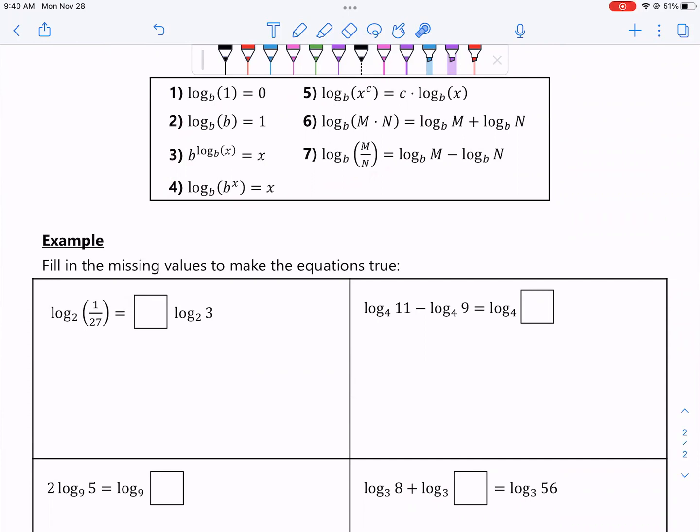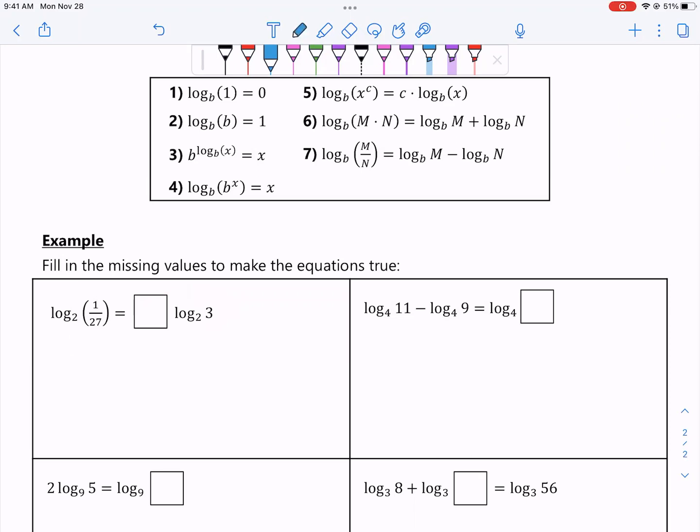So with this one here, we have log base 2 of 1/27 is equal to blank times log base 2 of 3. We know it's times because two things right next to each other in math means multiply. So if these are being multiplied, and I look at all my rules here, look at this guy right here. Look at number 5. The exponent comes down in front, and we have that kind of like in front thing going on down here. If we can rewrite log base 2 of 1/27 as something with an exponent, then we could fill in this blank here, right?